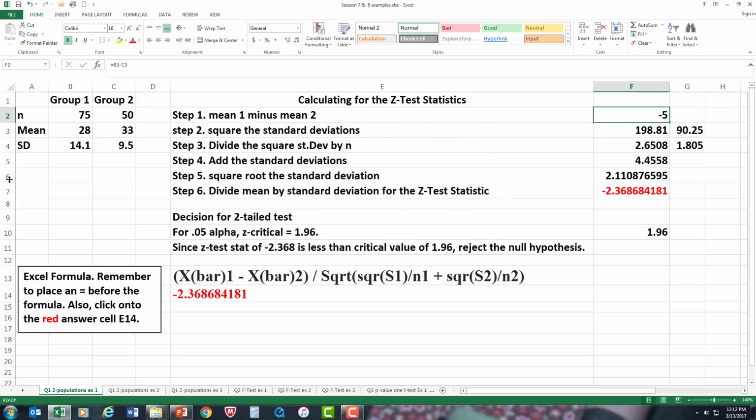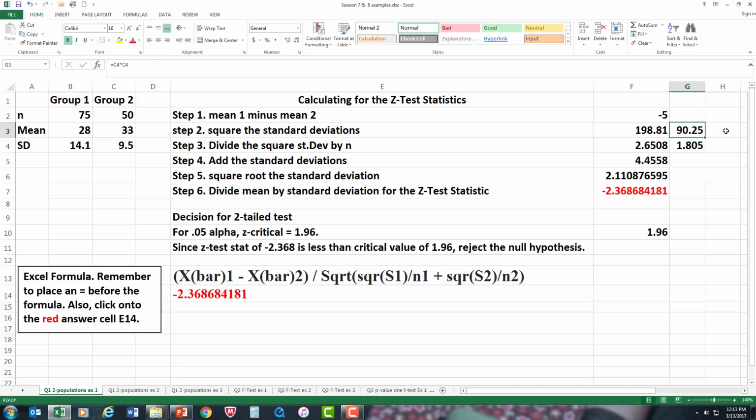Your first step is to take the two means, and you're going to do mean 1 minus mean 2, and as you can see here, B3 and C3, that equals negative 5. Alright, that's pretty easy, no big deal about that. Next you have to square the standard deviations. Squaring in this case is to the power 2. So it's just going to be 14.1 times 14.1 and 9.5 times 9.5, and you can see the answers here and the operations up there.